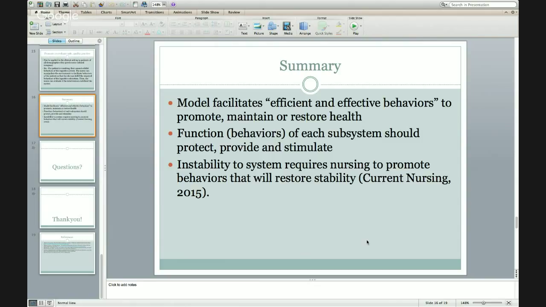In summary, the model facilitates efficient and effective behaviors to promote, maintain, and restore health. Function or behaviors of each system should protect, provide, and stimulate. Instability to the system requires nursing to promote behaviors that will restore stability.